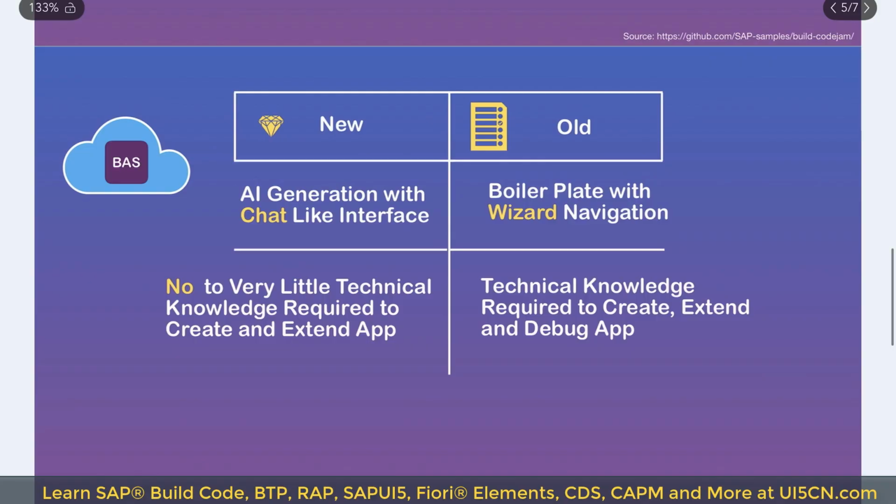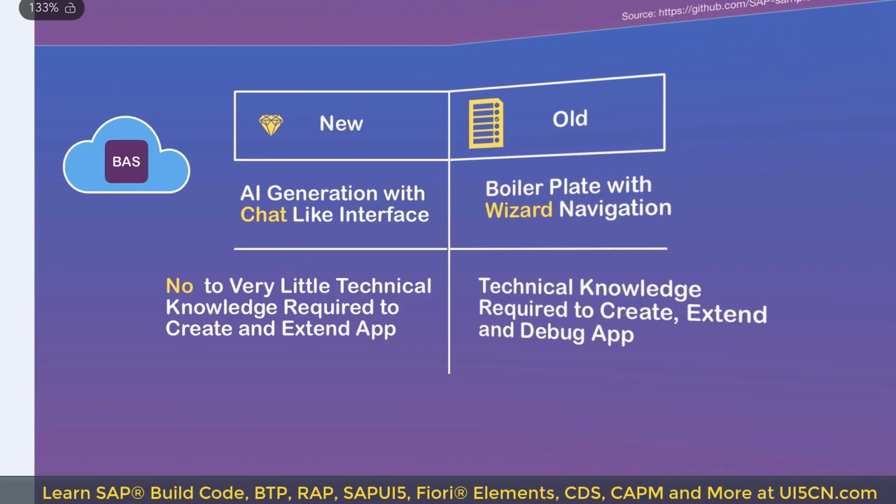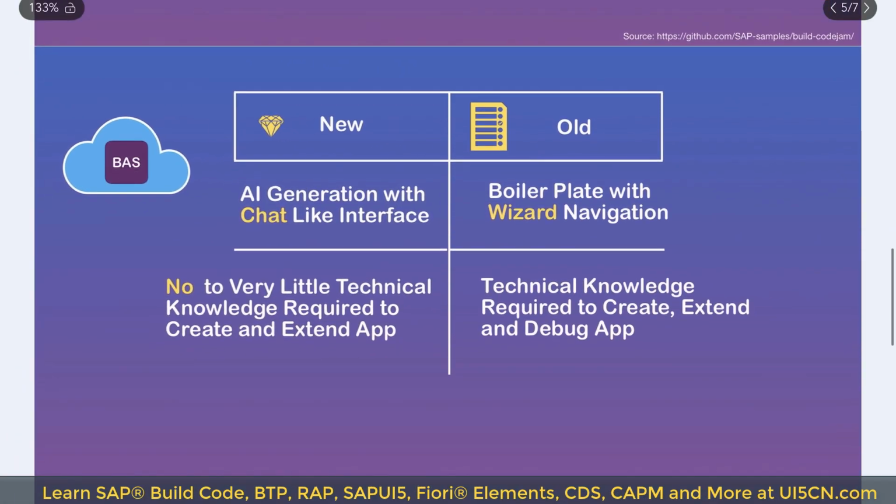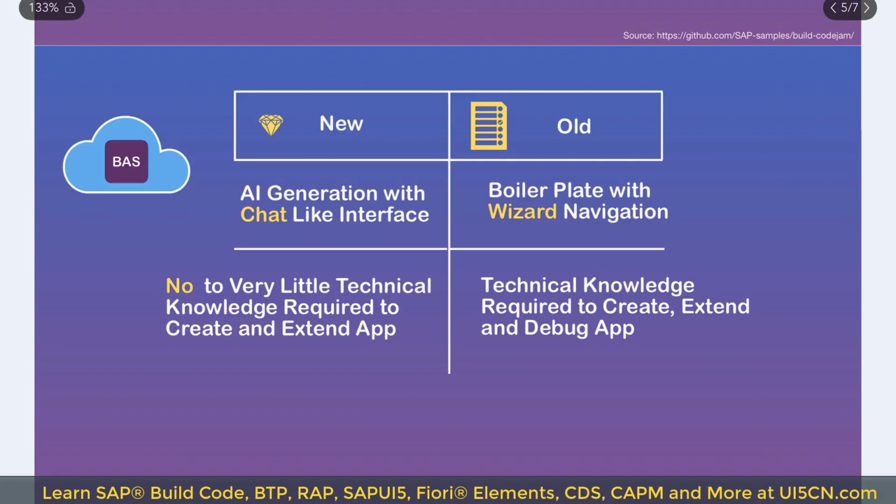Now, if you compare the new and old, the first thing is the name. They are calling it Build Code, and the old version was SAP BAS. BAS was an acronym for SAP Business Application Studio.